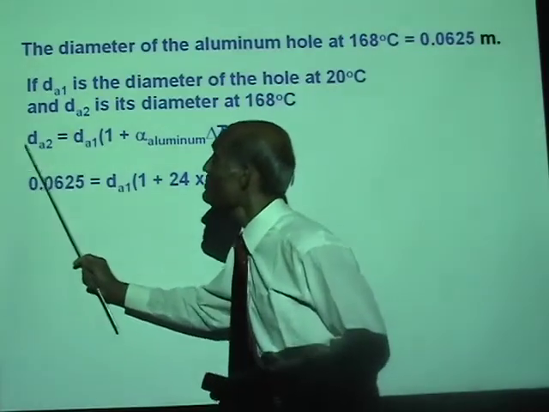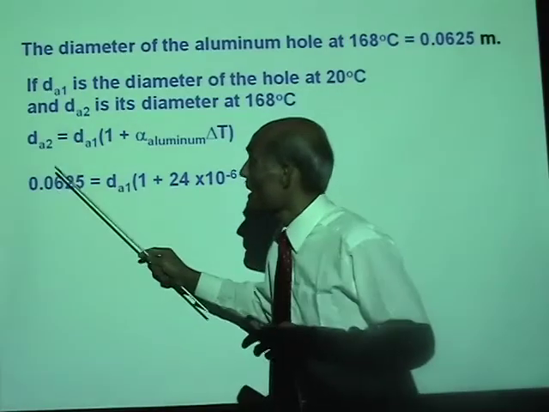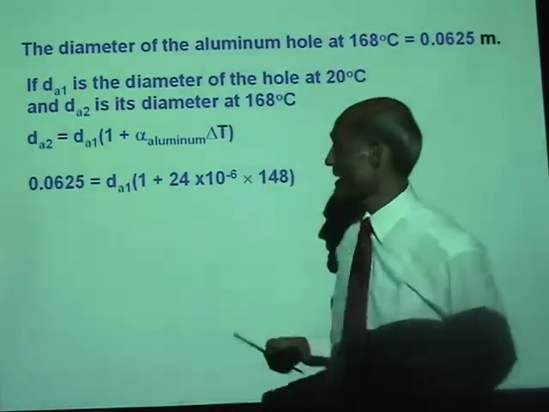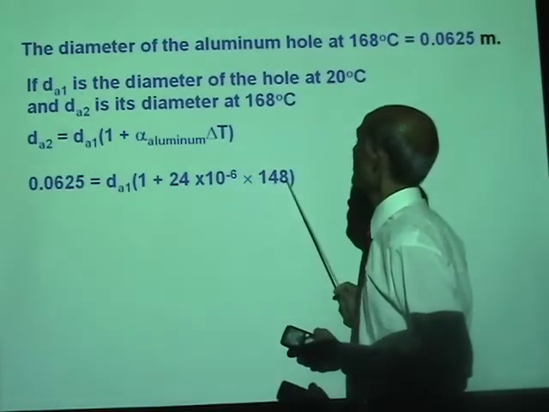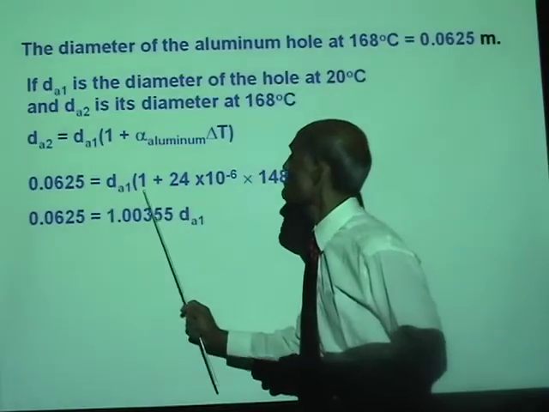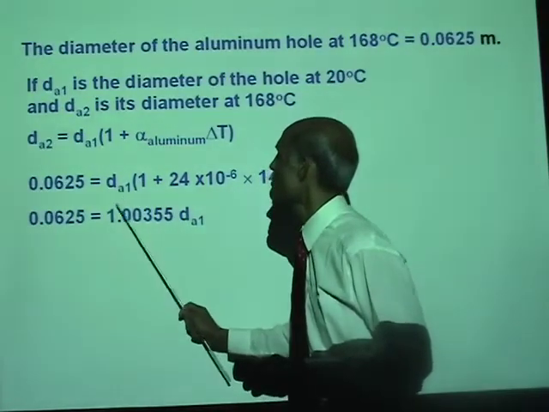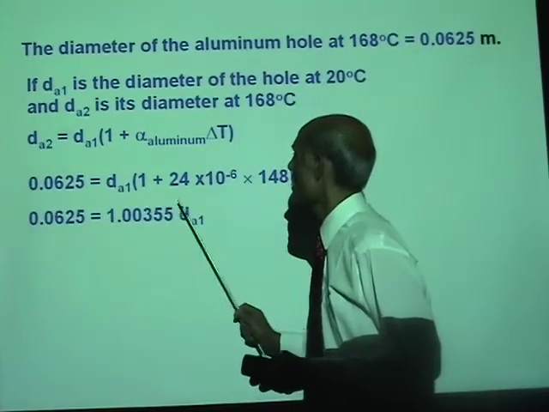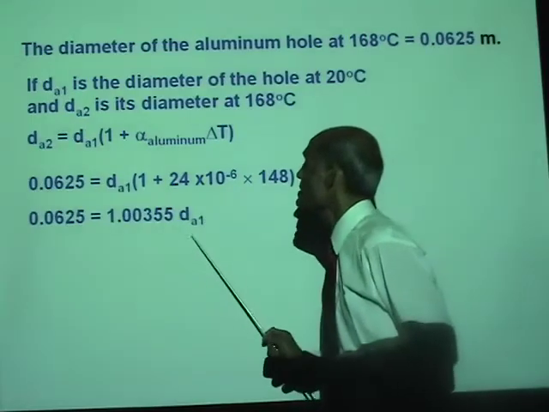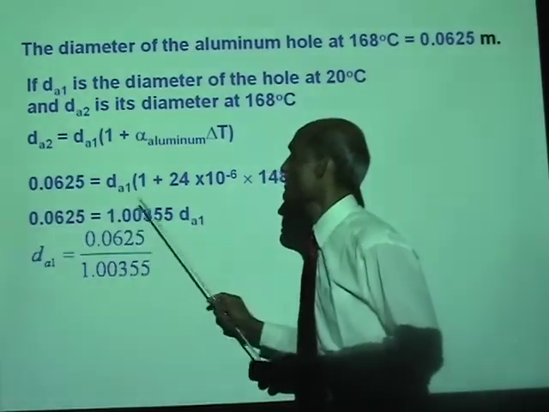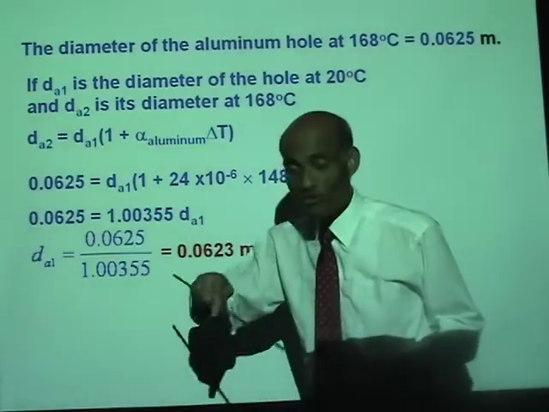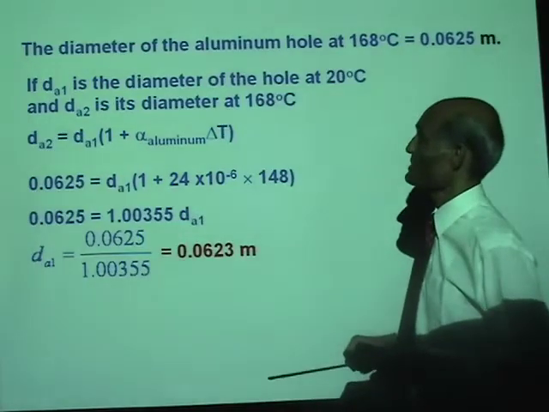Well, dA2, the diameter of the aluminum hole at 168 degrees, we calculated. dA1 we don't know, that's what we need to calculate. And alpha aluminum is this, and the change in temperature is 148 Kelvin. And therefore, calculating what is inside the parenthesis gives me 0.0625 equal to 1.00355 dA1. And therefore, what is dA1 equal to? Well, this divided by that, that's 0.0623 meter. This is the diameter of the hole when it has cooled down to 20 degrees Celsius.